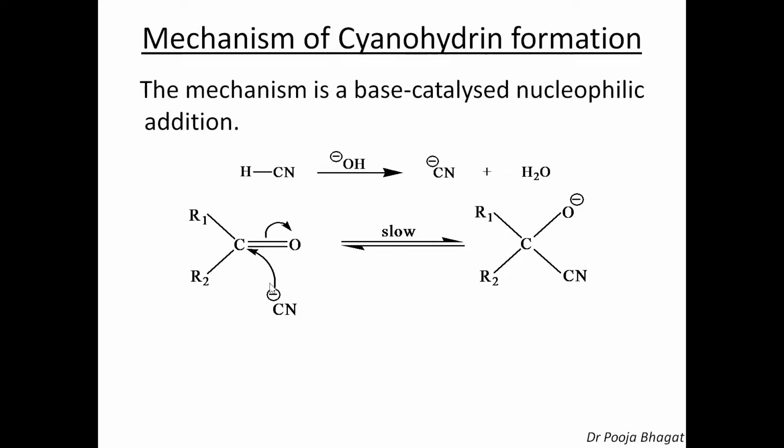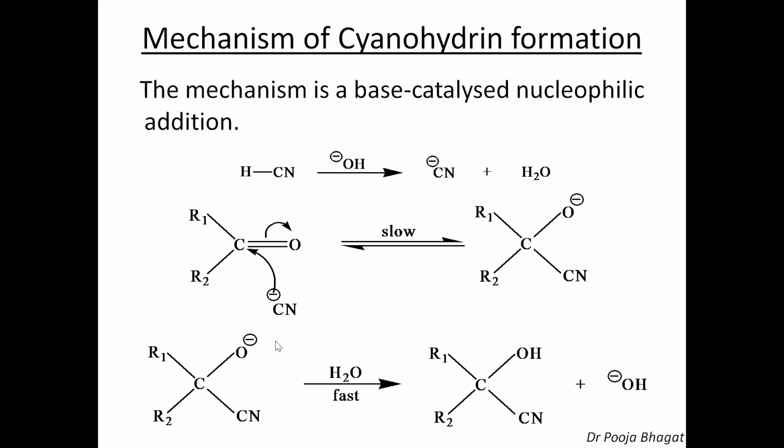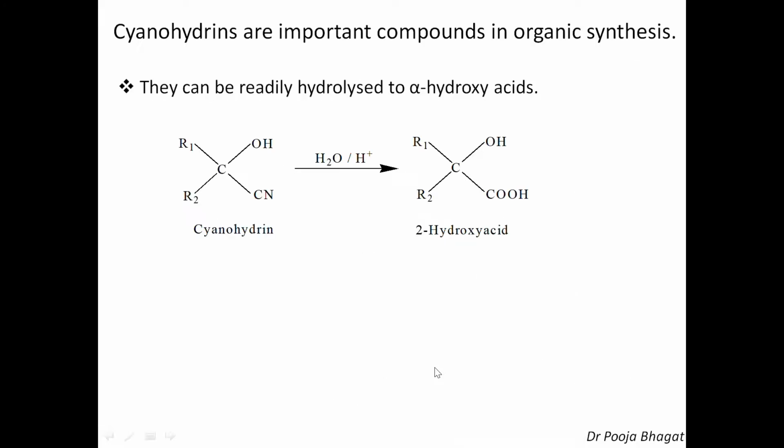So C, CN, single bond O negative. And then O negative will abstract proton from the water and gets converted into OH. And so cyanohydrin is formed. So it is a simple base catalyzed mechanism. You can easily write down this mechanism. These are the 3 steps which are involved in this mechanism.